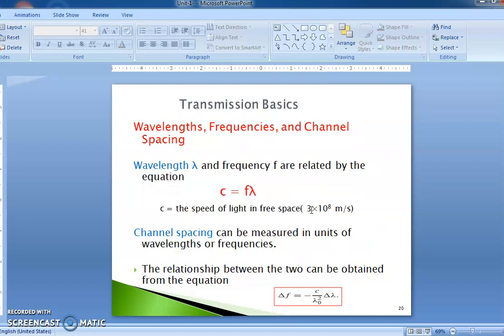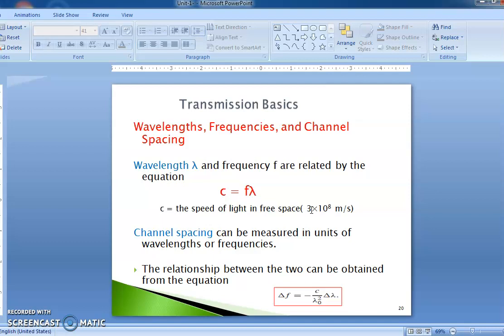So these are some of the basics regarding transmission in optical networks: wavelength, frequencies, and channel spacing. Wavelength and frequency are related by the formula c = f λ. C is the speed of light in free space, a constant value of 3 × 10^8 meters per second. As we are going to use light to transmit the signal, we use c. f is the frequency of the signal, and λ is the wavelength of the signal.